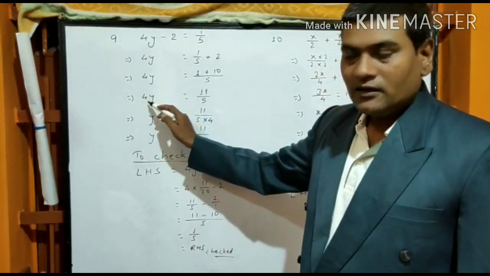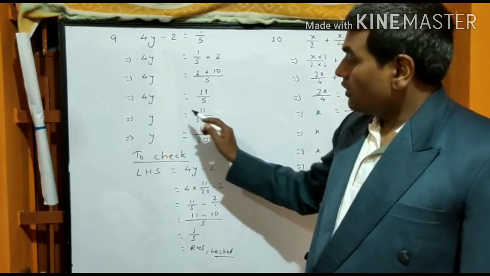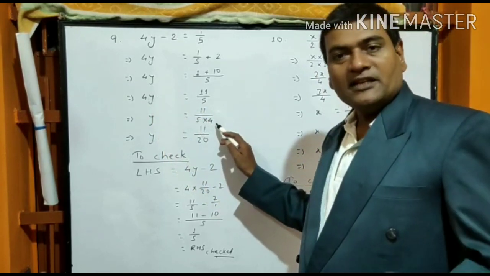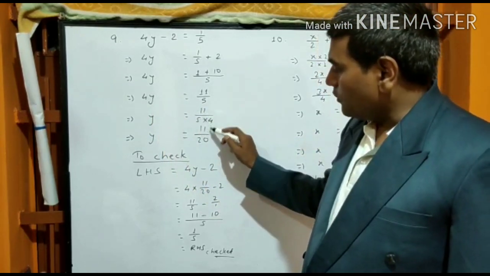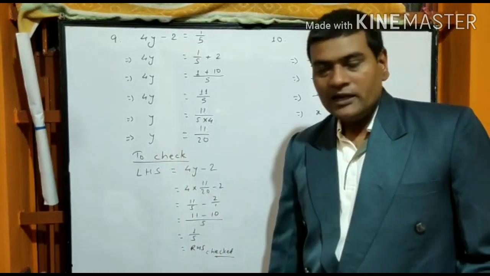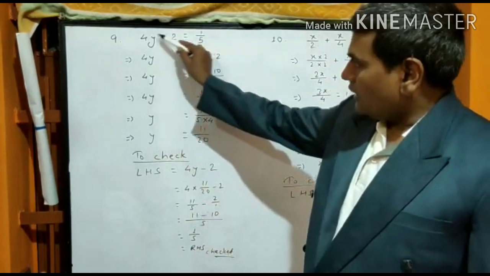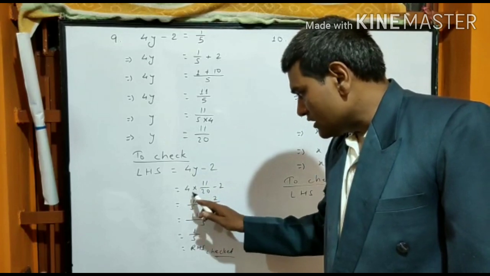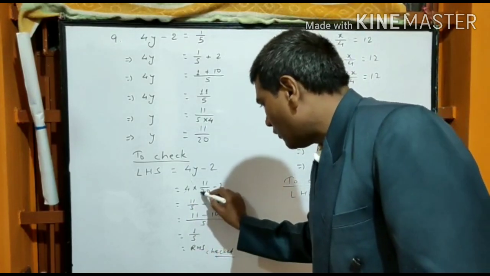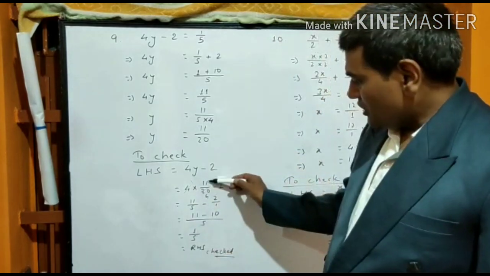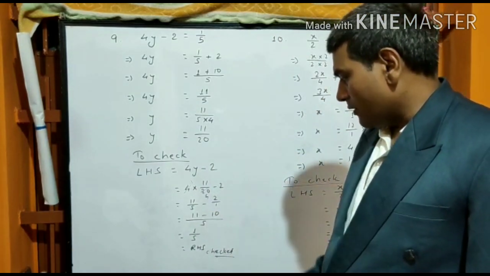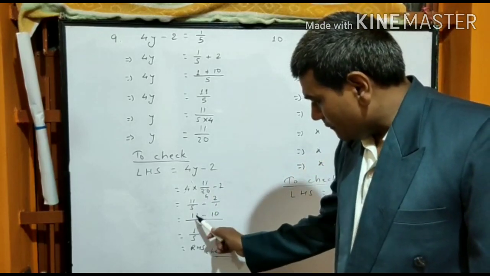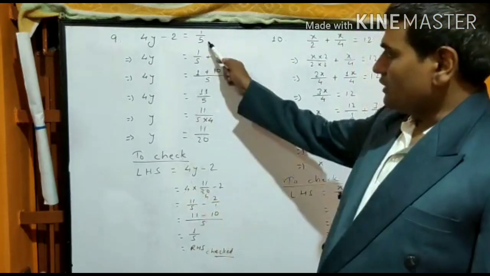4 is multiplied here, so it will be divisor. 4 is at the place of numerator, so here it will be at the place of denominator. 11 by 5 4s is 20. y equals 11 by 20. Now let's check it. Left hand side, y equal 11 by 20. 4 1s are 4 and 4 5s are 20. So it is 11 by 5 minus 2 by 1. Again take LCM. 2 5s are 10. 11 minus 10 equal 1. 1 by 5. It is the right hand side.